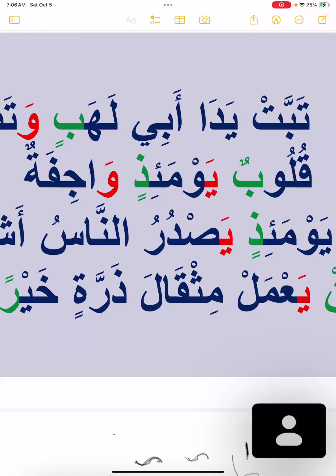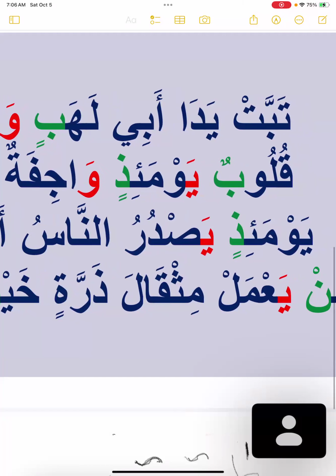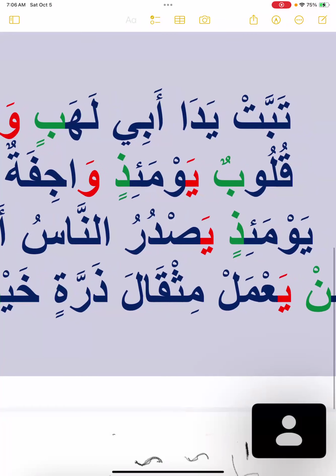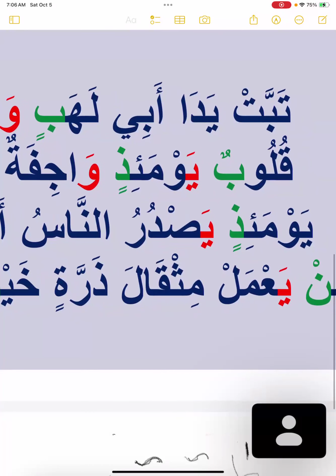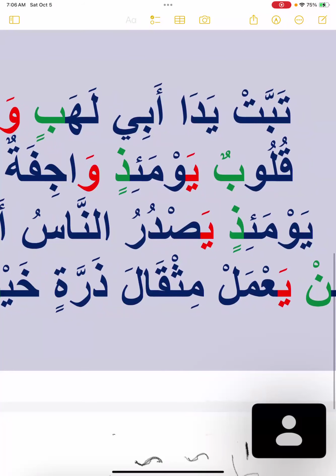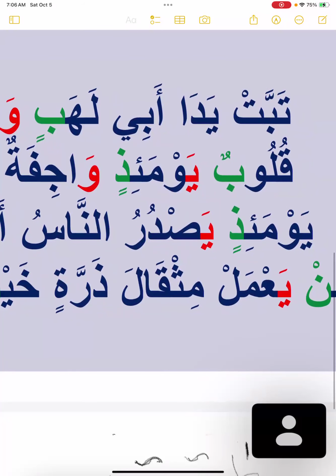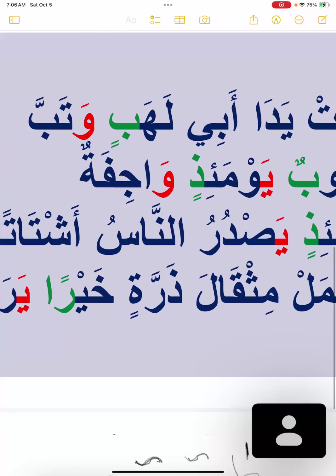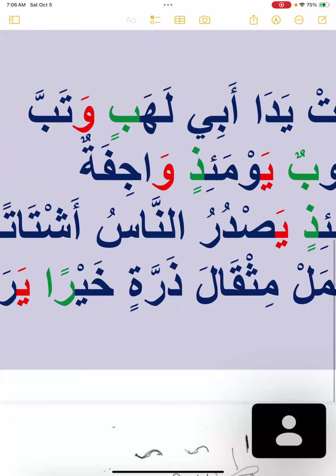قلوب يومئذ واجفة. قلوب, tanween is followed by the letter ya. The noon has merged into the ya, but you can still hear the sound of the ghunna of the noon. So again, this merging is not complete, because you can still hear the sound of the ghunna. قلوب يومئذ واجفة.